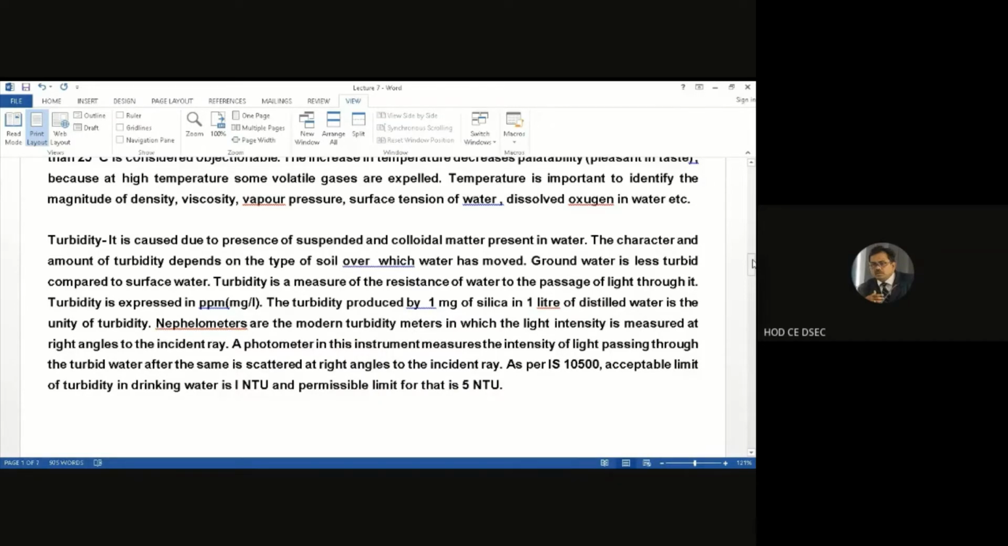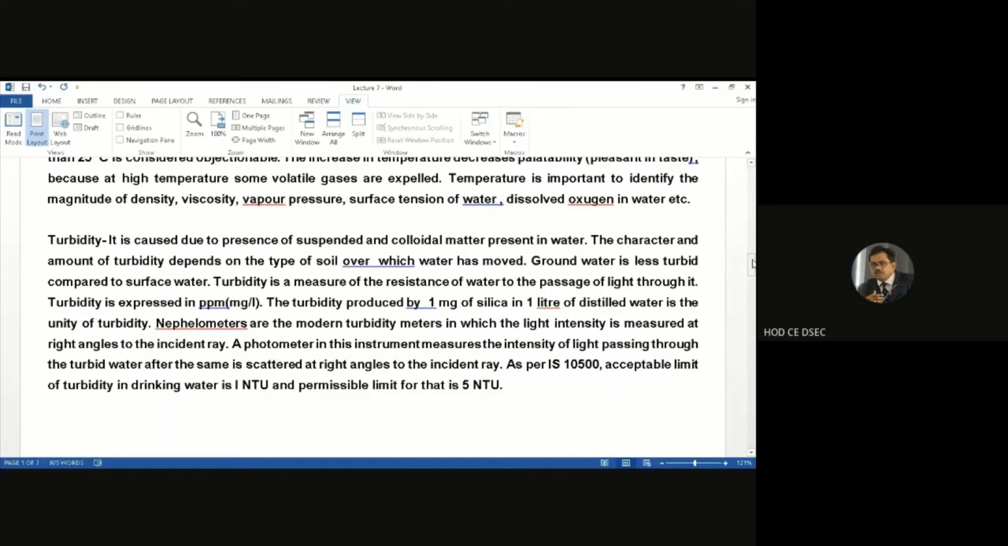Now, how is the turbidity measured? Turbidity actually gives the resistance of water to the passage of light through it, because the particles contained in suspension in the water will obstruct the light path. That means it scatters the light, so that will resist. More turbidity means more suspended colloidal particles are there, that means more resistance of water to the passage of light through it. So turbidity actually measures the resistance of water to the passage of light through it, and it is expressed as ppm.